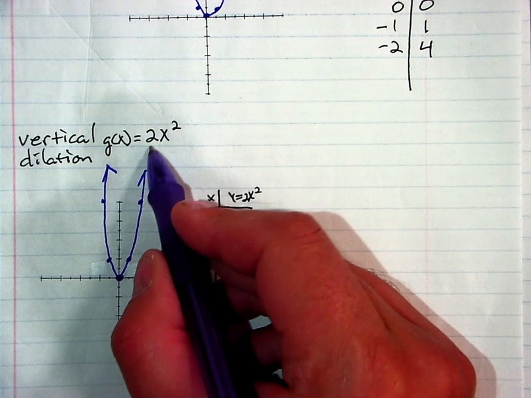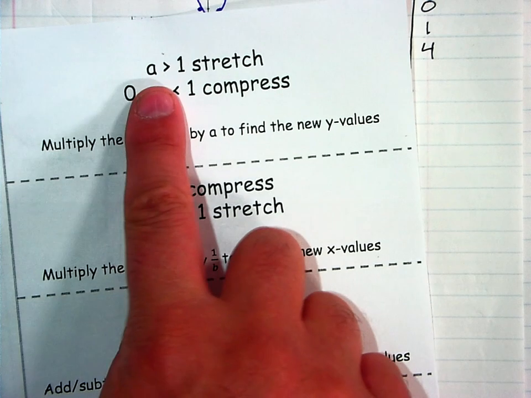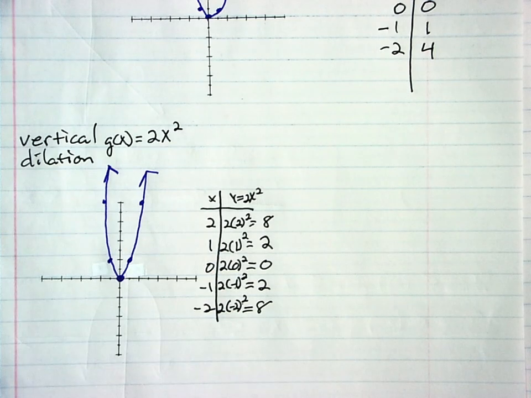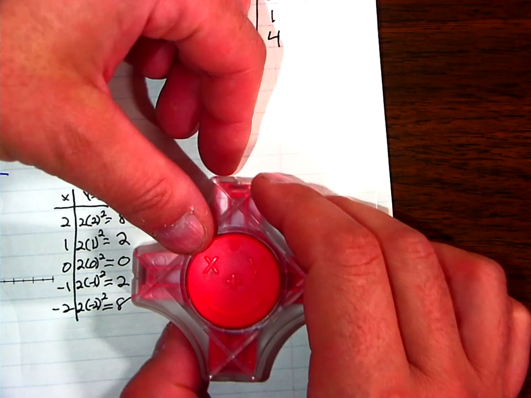And I knew that because this was greater than 2. And on our foldable that we made yesterday, it said that if A is greater than 1, it stretches. So we just stretch the parabola. All right, so what's the opposite of stretching? Well, stretching is a form of dilation, so compressing. So let's do one more, and we're going to compress it.